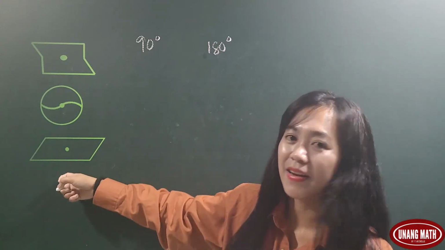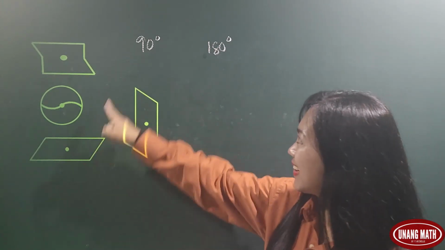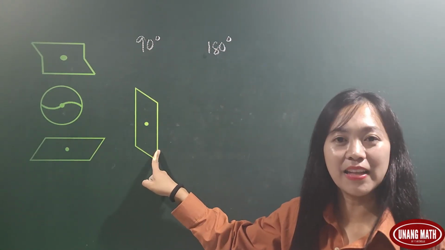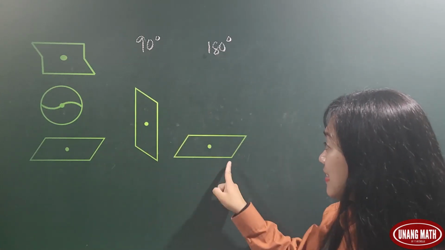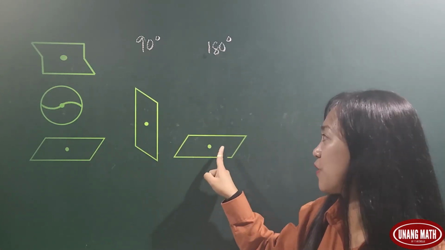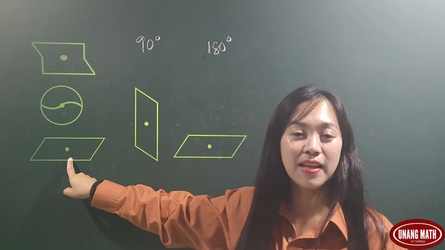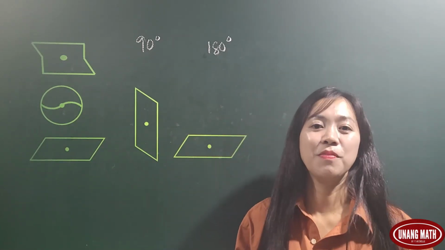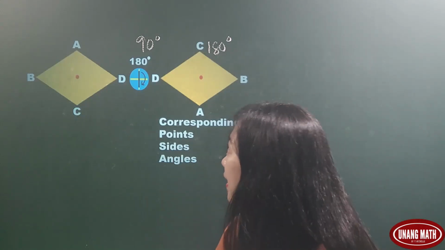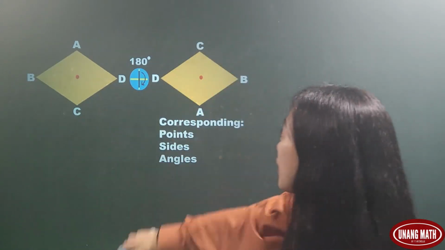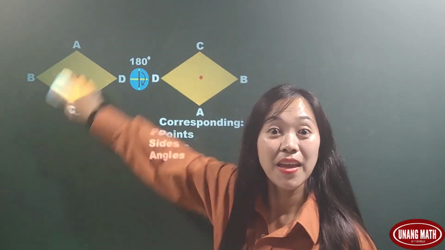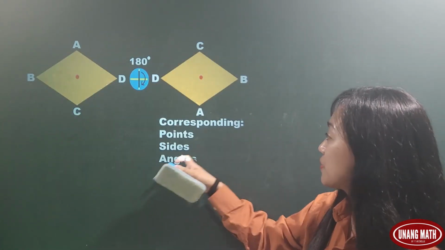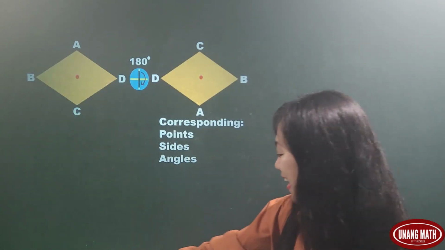Okay, how about ang parallelogram natin dito? Rotate 90 degrees, ito ay magiging ganito. How about 180 degrees? Ito ay magiging ganito. So, this one ay pareho lamang sa shape natin na ito. So, ito ay may point of symmetry. Okay. Ang figure na may point of symmetry ay meron ding tinatawag na corresponding points, sides, and angles.